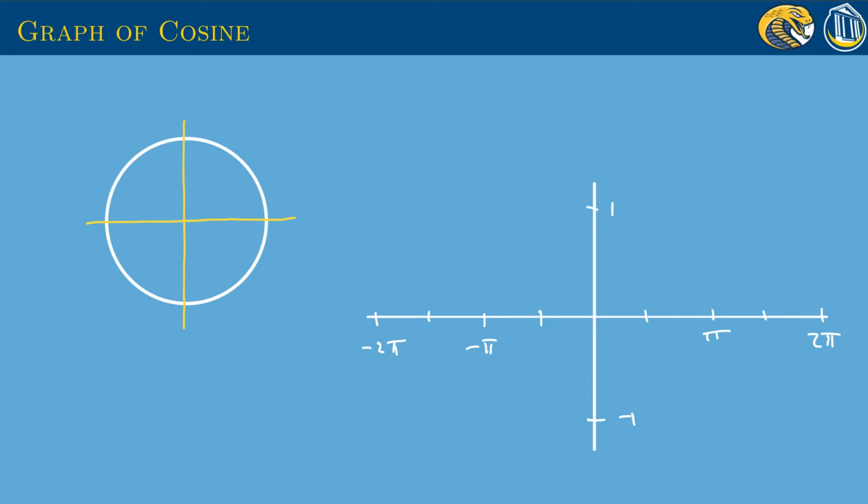Similarly, for cosine, we have all the same points around a circle, 1, 0, 0, 1, negative 1, 0, and 0, negative 1. But this time we'll be looking at the x-coordinates as we increase our angles around a circle. If we start with a 0 radian angle, cosine starts with an x-coordinate of positive 1. As we rotate around the circle pi over 2 radians, that's our 90-degree angle, our x-coordinate decreases to 0.